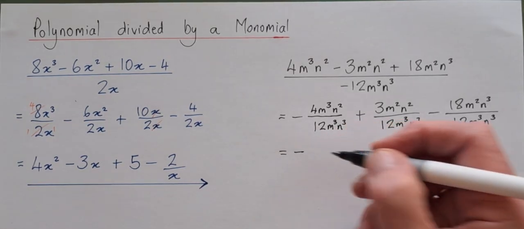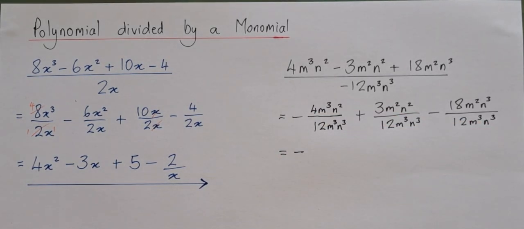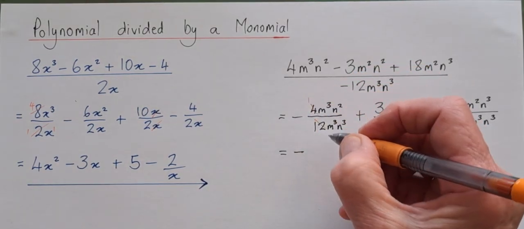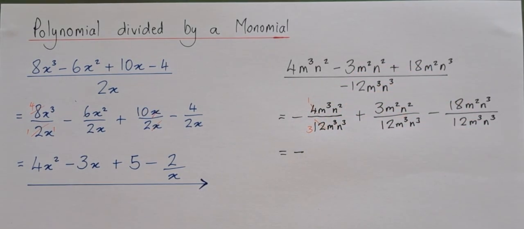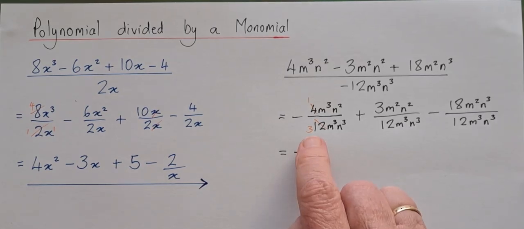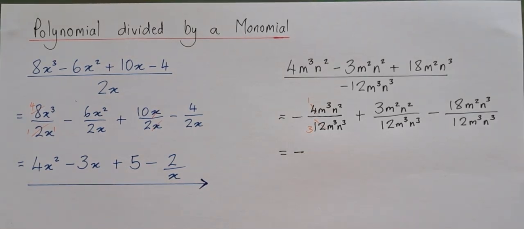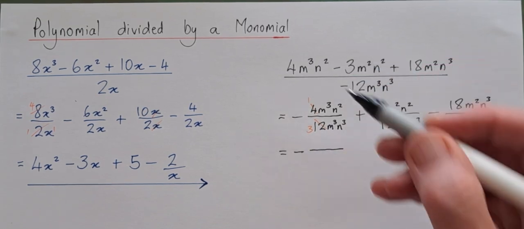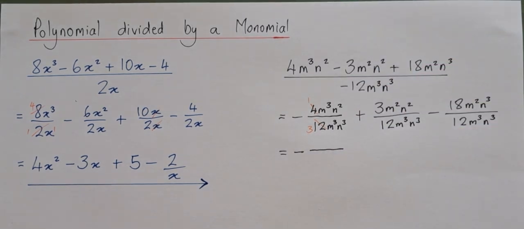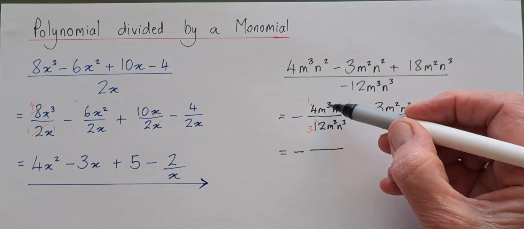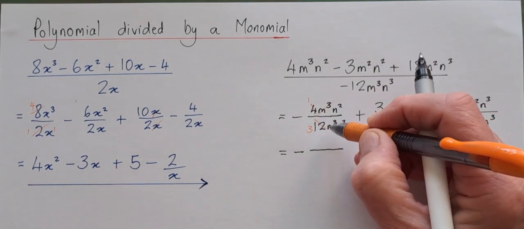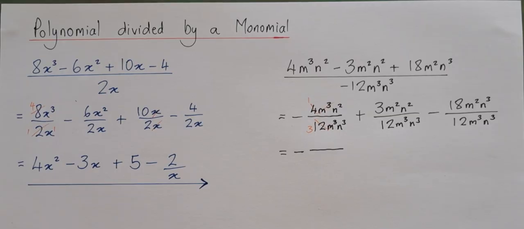So this is negative. I've already worked that out. Here it might be helpful to do 4 goes into 4 once, 4 goes into 12 3 times, because that's going to stress to you that the 3 is in the denominator. People so often know that there's a 3, but they put it in the numerator by mistake. m cubed divided by m cubed, remember, they're coming out to be 1, so they basically disappear.